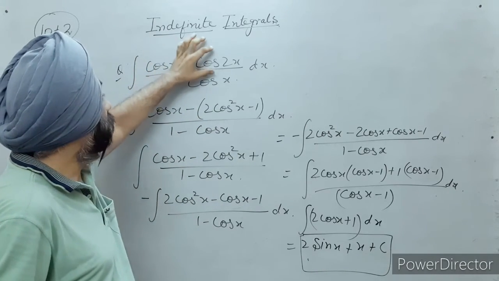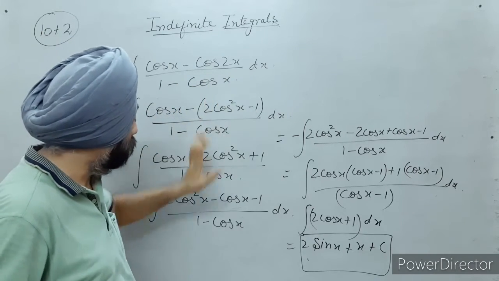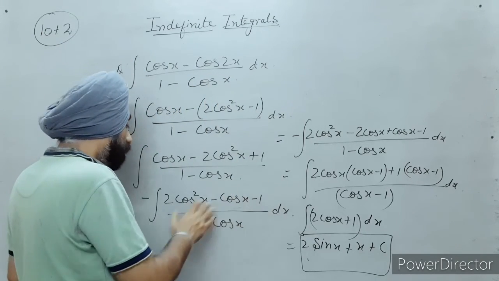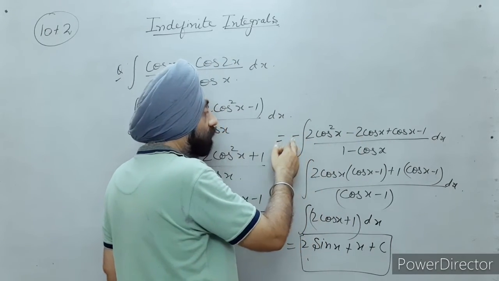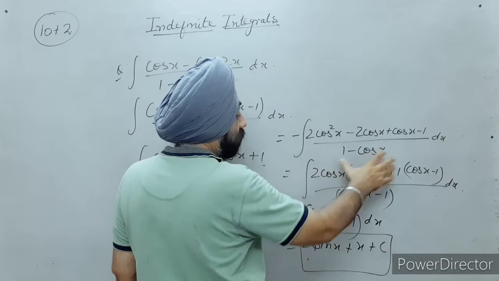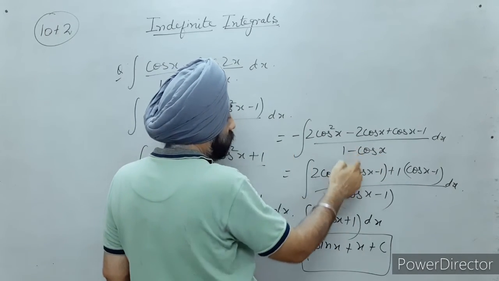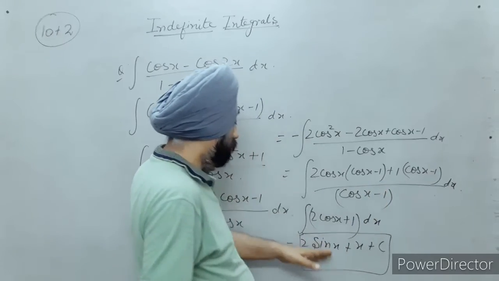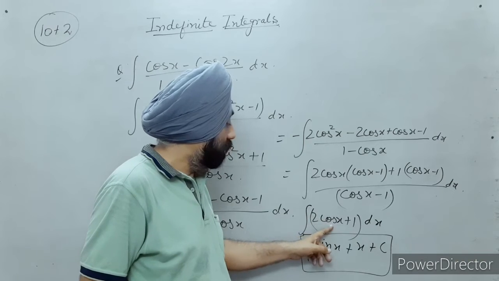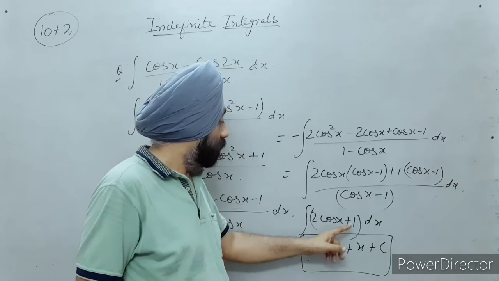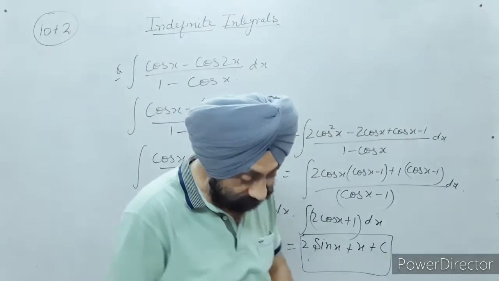What we did, cos 2x की जगह पे we wrote 2 cos square x minus 1, opened the brackets, right, like this. Then just took out the minus sign out of here, split the middle term, made factors of it. There was a minus sign over here. I changed this into cos x minus 1. I get the required result. 2 is a constant, taken out. Integral of cos x is sin x plus 1's integral is x plus c. This is the required answer.